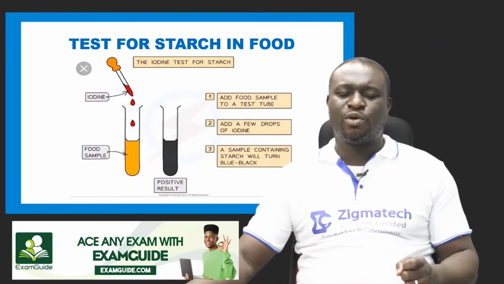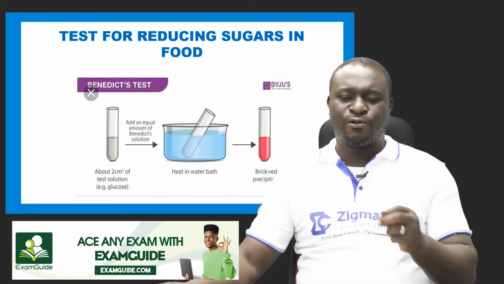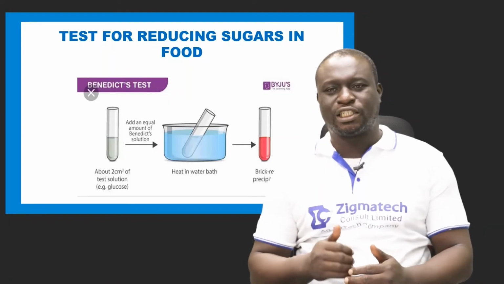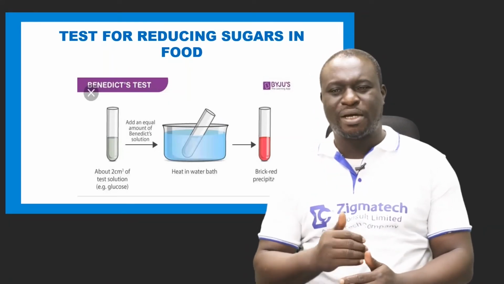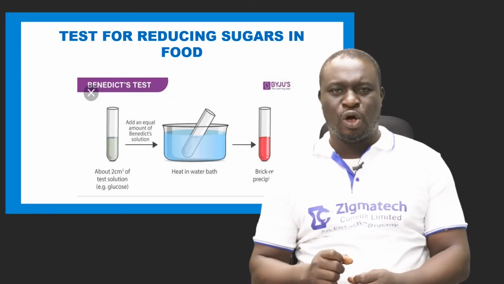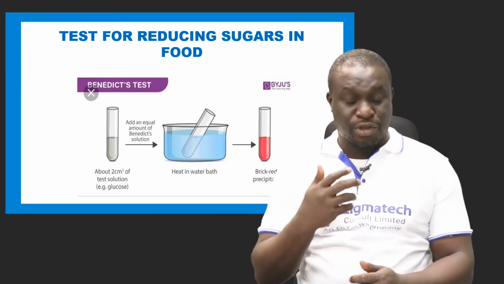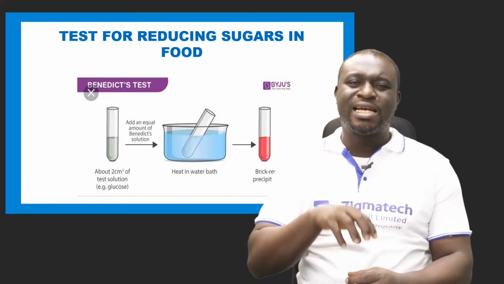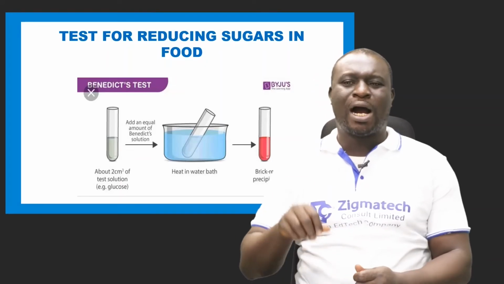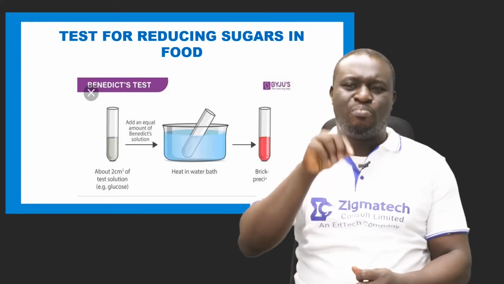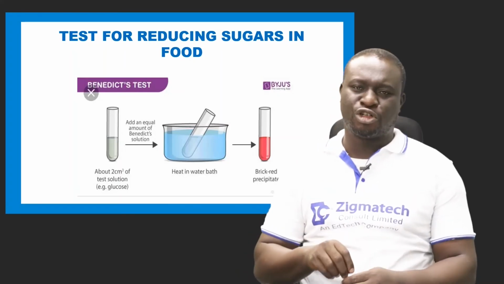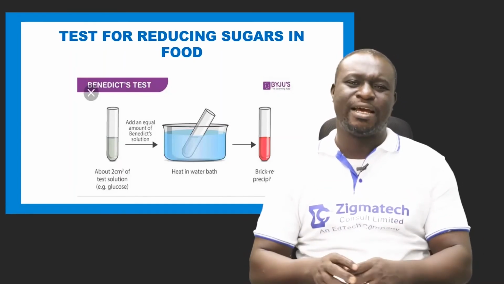Now, the next one we're going to quickly look at is the test for reducing sugars. One way we test for reducing sugars is the Benedict's test. What we do is this: we take 2 cm cube of the food sample, which is the reducing sugar, and put it in a test tube. Once you do that, you add an equal amount of Benedict's solution to it, and then you heat it in a water bath.